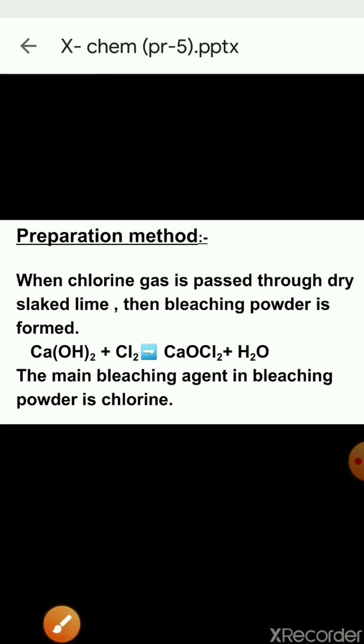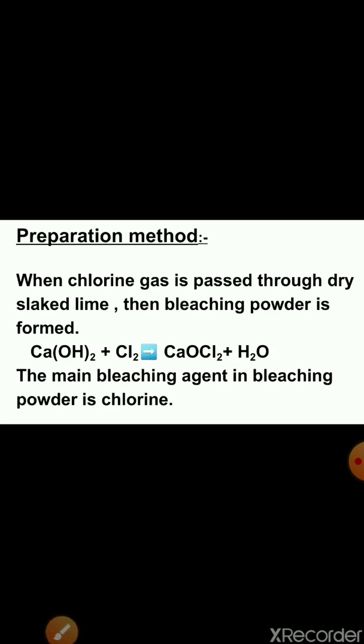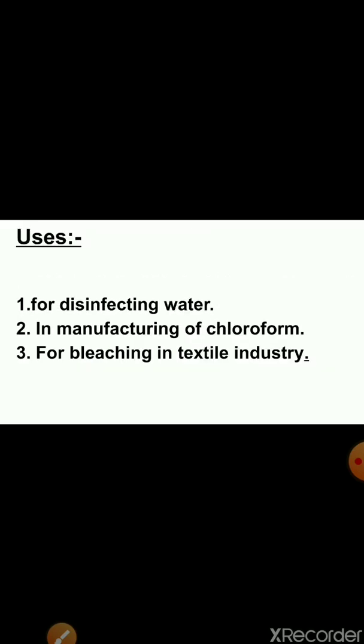The main bleaching agent in bleaching powder is chlorine. Children, bleaching powder has a bleaching property. So which agent is responsible for this? That is chlorine. Uses of bleaching powder: bleaching powder is used for disinfecting water as it kills the germs. It is also used in the manufacturing of chloroform, and bleaching powder is also used for bleaching in textile industries.